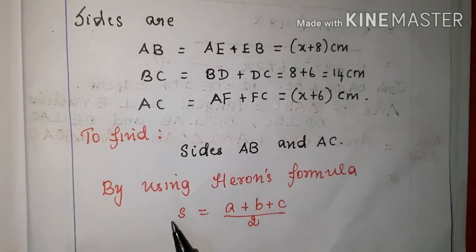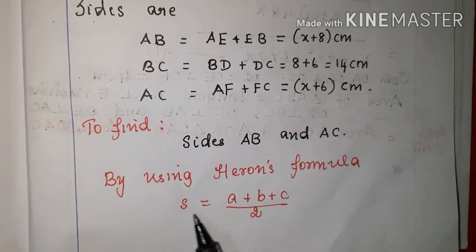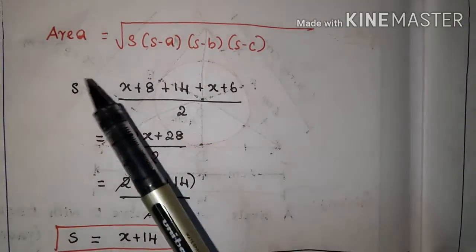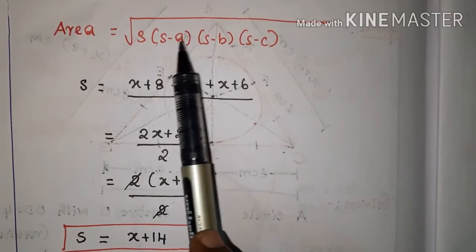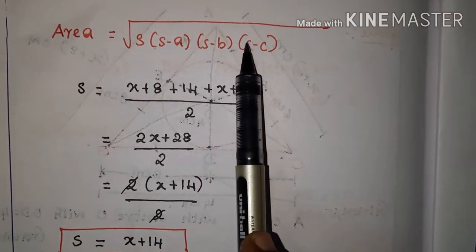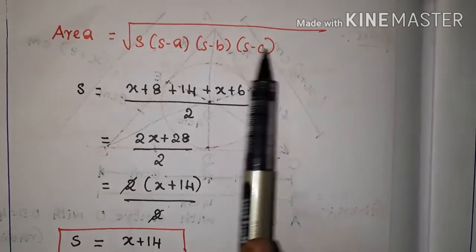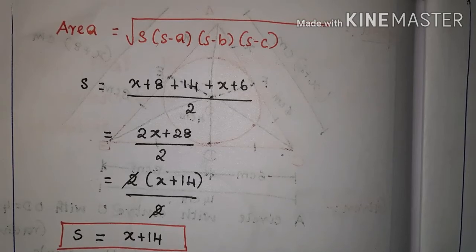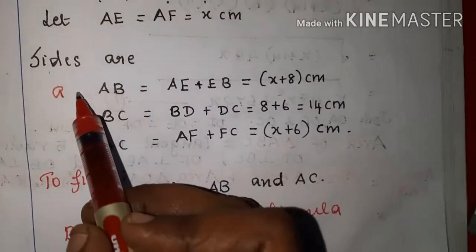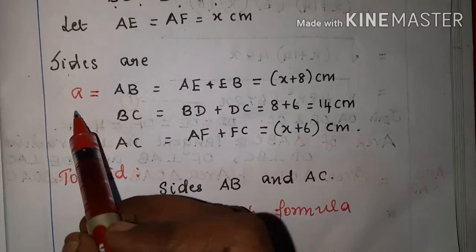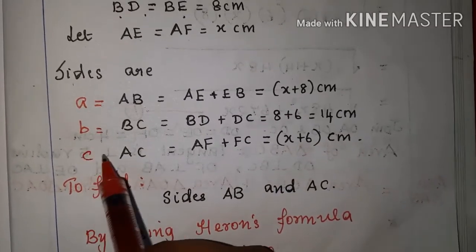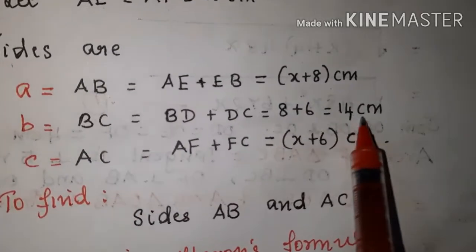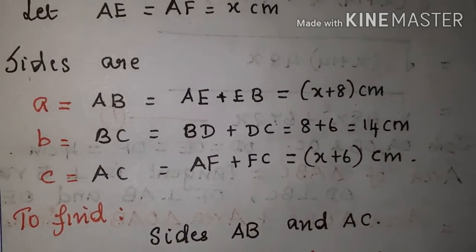At the beginning itself I said, to find the unknown side we are going to use the area of a triangle concept. Okay, so here first what is S? Semi perimeter, that is equal to A plus B plus C by 2. Now area is equal to root of S into S minus A into S minus B into S minus C. So what are A, B and C here? They are the three sides of the triangle. So AB is A, BC is B and CA is C. So A is x plus 8, B is 14 and C is x plus 6.